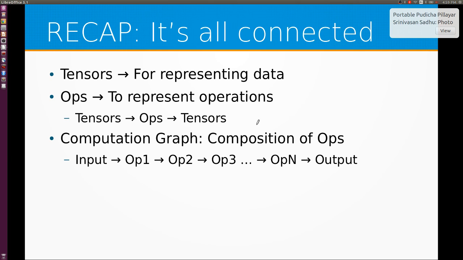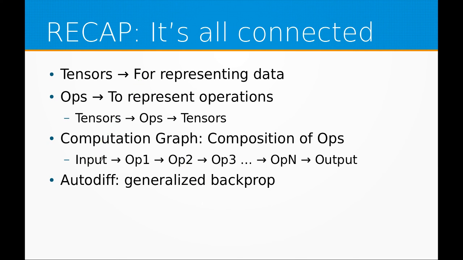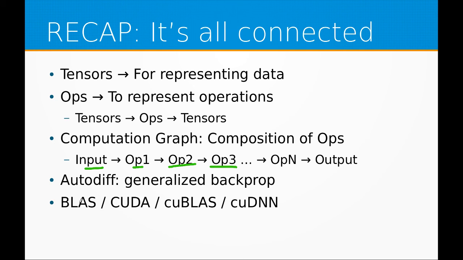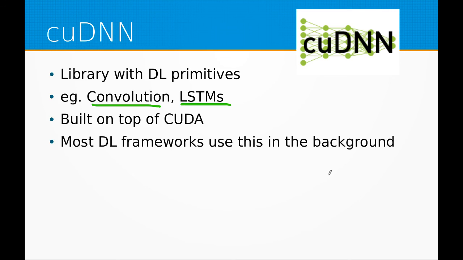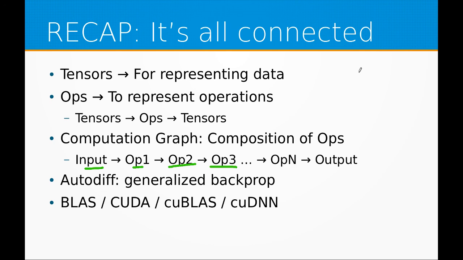and a computational graph would be like there's an input, and then there's first operation, second operation, third operation, and so on, nth operation, and you get the output. And then you have auto differentiation, which is a generalized backpropagation. And then you have the backend BLAS or CUDA or cuBLAS or cuDNN implementation backends, which are used for getting the best performance.